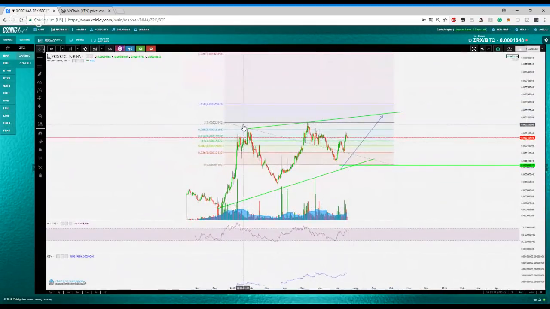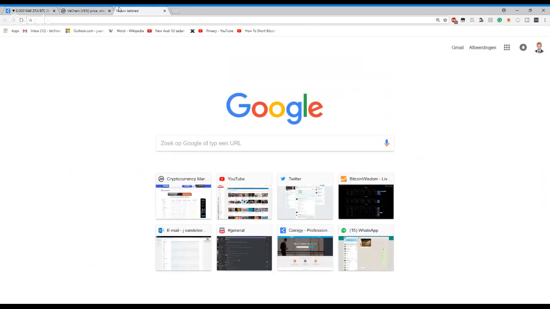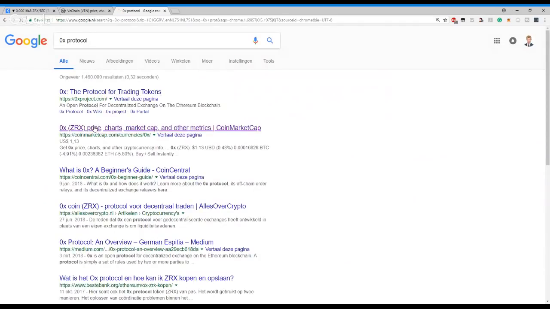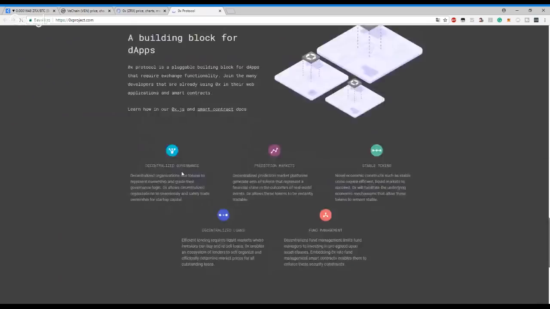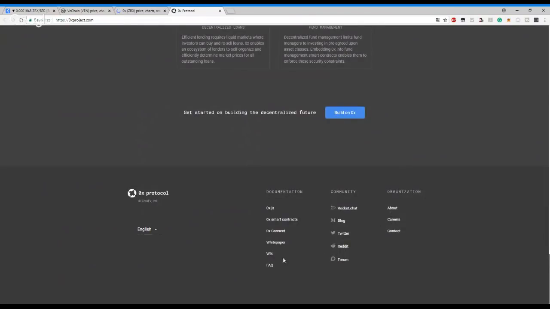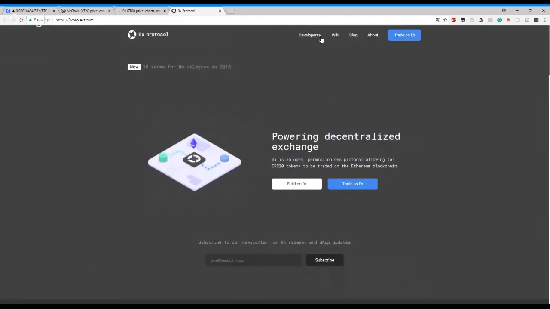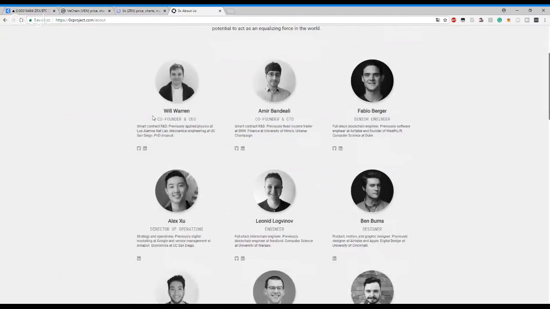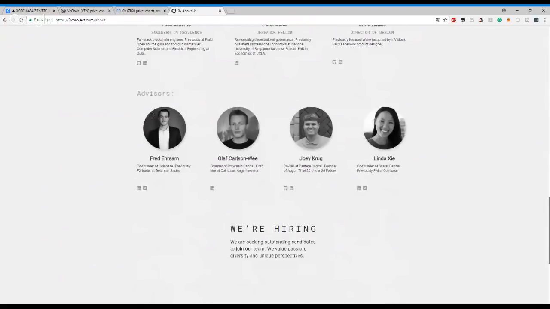That being said, I think especially ZRX is going to moon in the coming weeks, potentially to the target of 30,000 Satoshis. For the reason that I will show you right here. If we go to the website and we go to, let's see, it should be somewhere here. About here. Advisors, I believe. Yes, here.